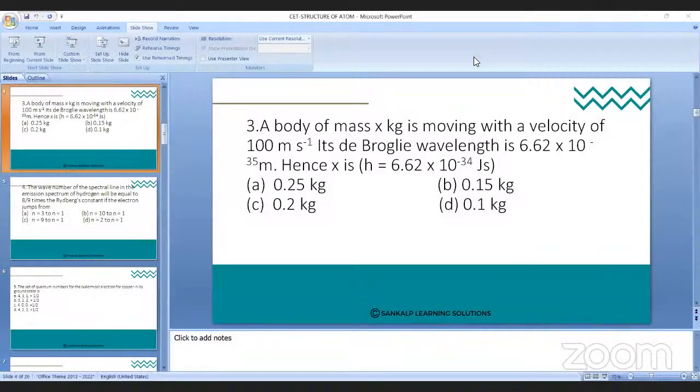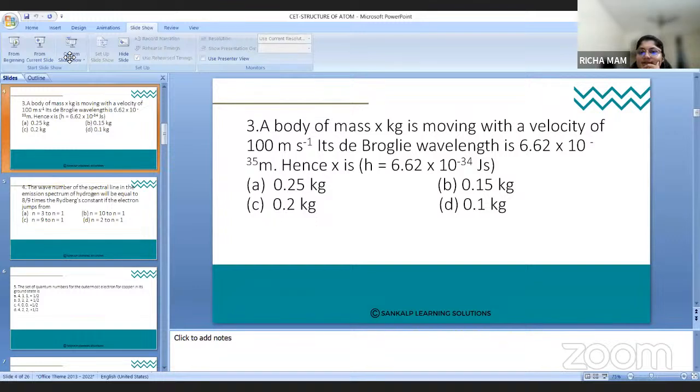So what all we have seen here? Previous question. So here what all things are given? Mass is x kg. Velocity is 100 meter per second. De Broglie wavelength is 6.62 into 10 raised to minus 35 meter. And h is Planck's constant, 6.62 into 10 raised to minus 34 joule second.